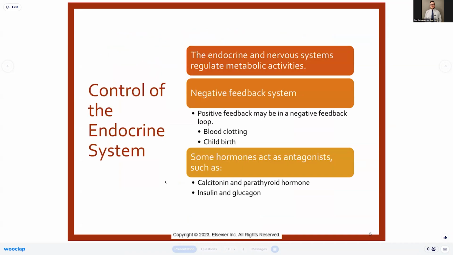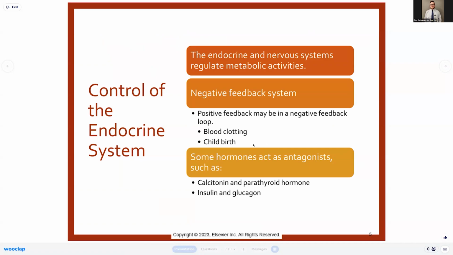Now, control is really again through homeostasis and the negative feedback loop. A lot of the endocrine system and nervous system work together for general metabolic activities, but it's the negative feedback. Everything is mostly negative feedback except two unique options. Negative feedback is saying that the opposite happens.